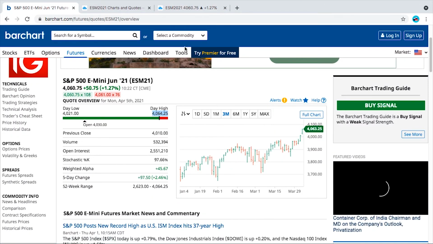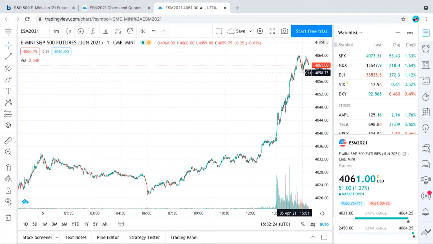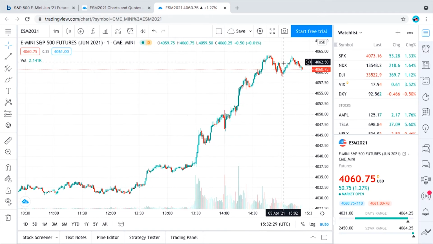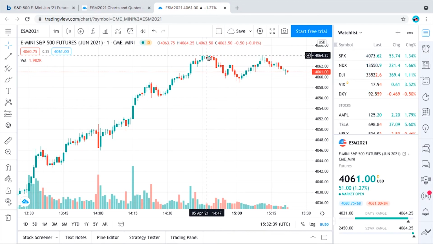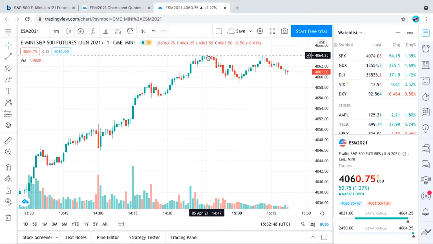And let's look at the day's high, 4064.25. Where is it? Okay, it's on the right side. It's a little bit tight here, so what we can do is zoom way in, and we can find the highest point. Is it this one? Nah, it's that one, 4064.25.